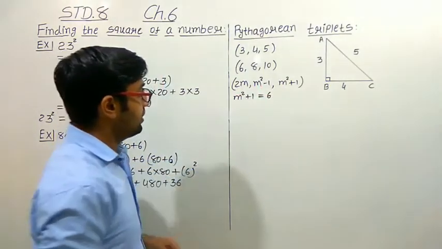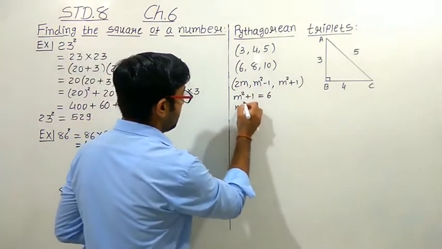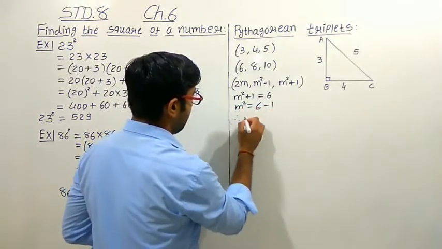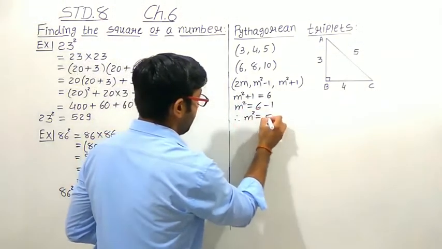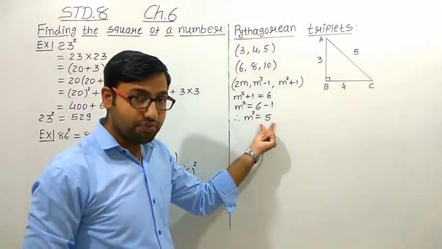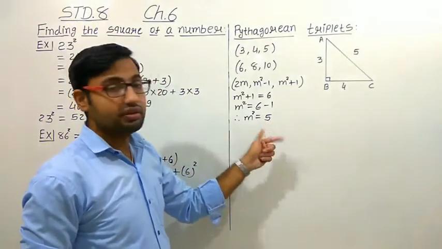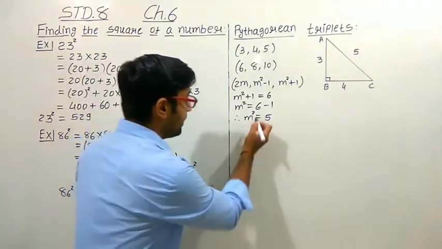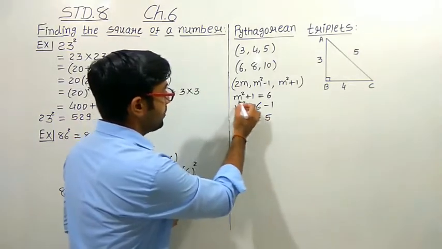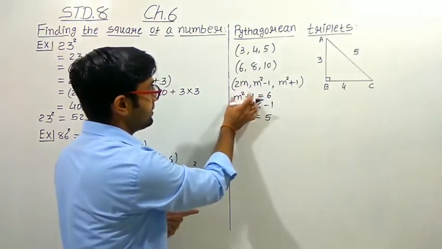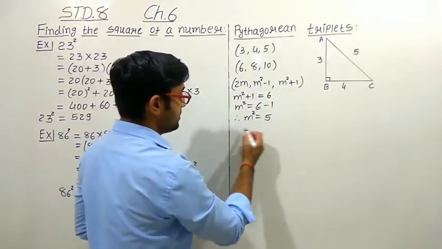So take this 1 to the right hand side. We get m square equals 6 minus 1, and therefore m square equals 5. Now see, is 5 a perfect square number? No, 5 is not a perfect square number. So we cannot compare m square plus 1 with 6. Okay, now let us compare this 6 with 2m.